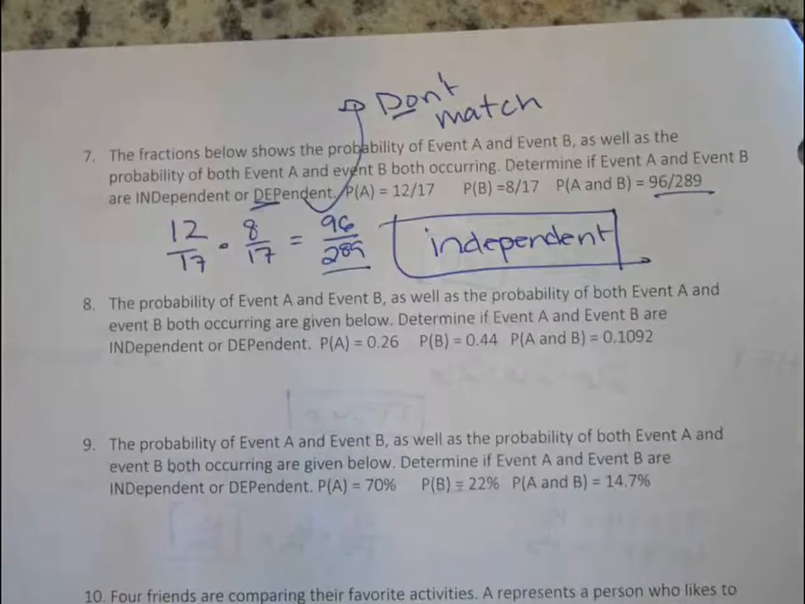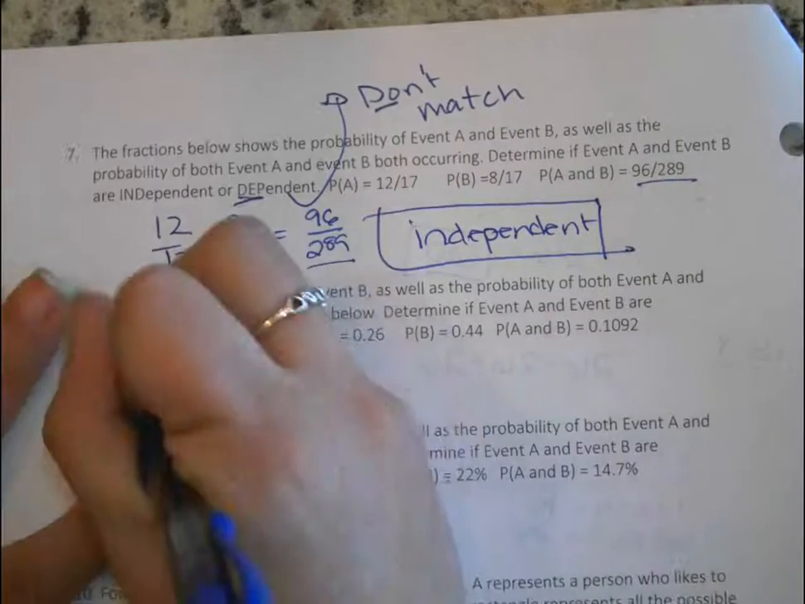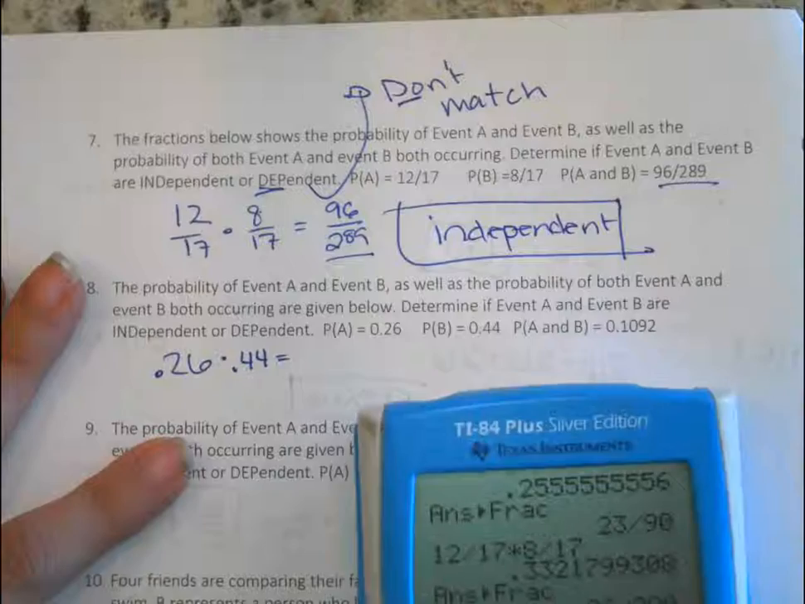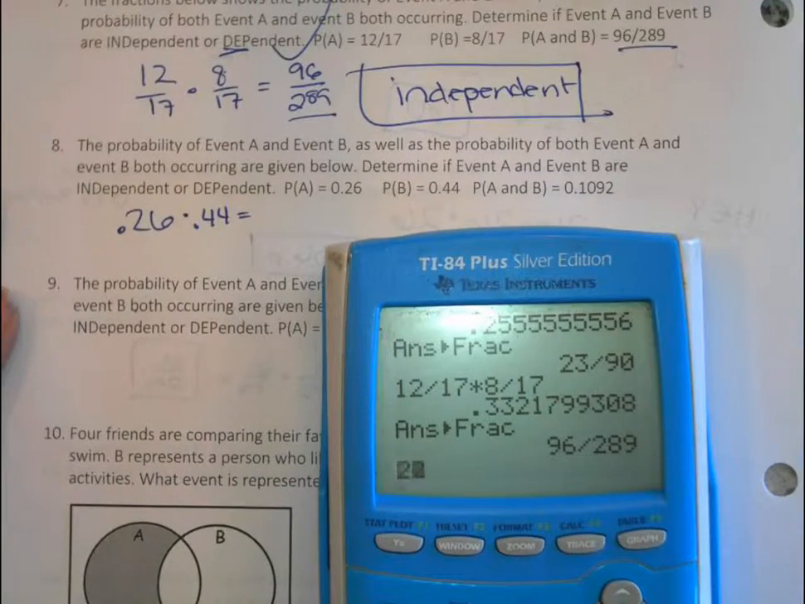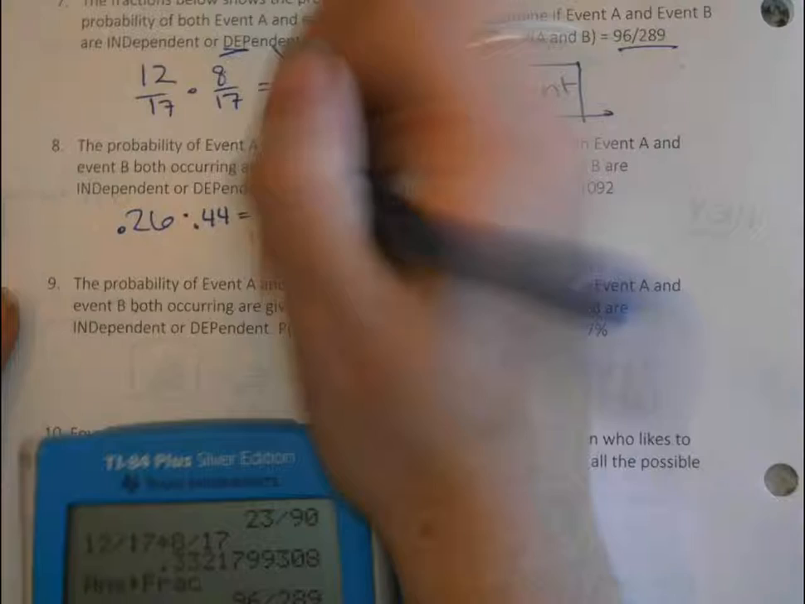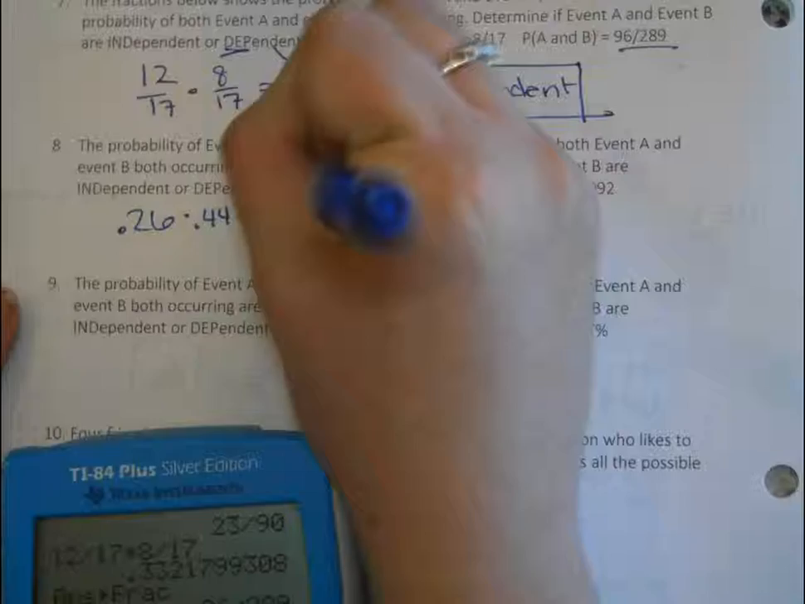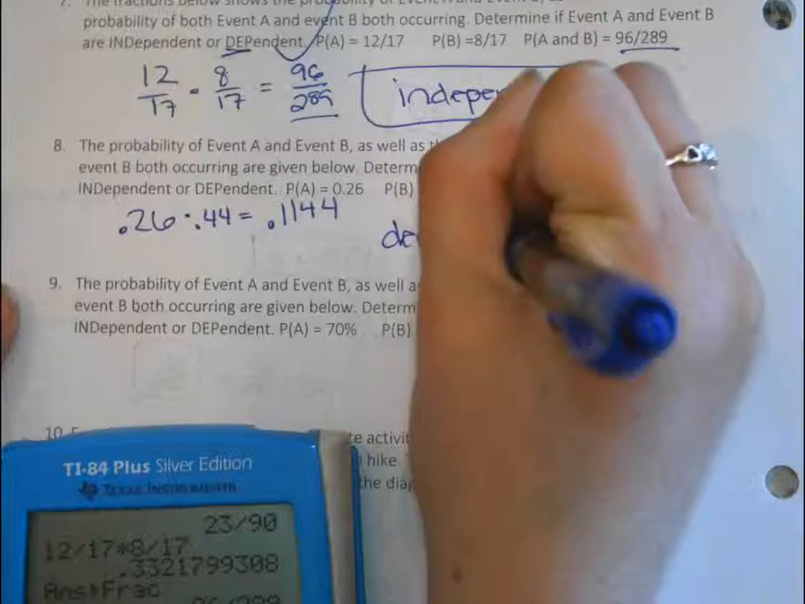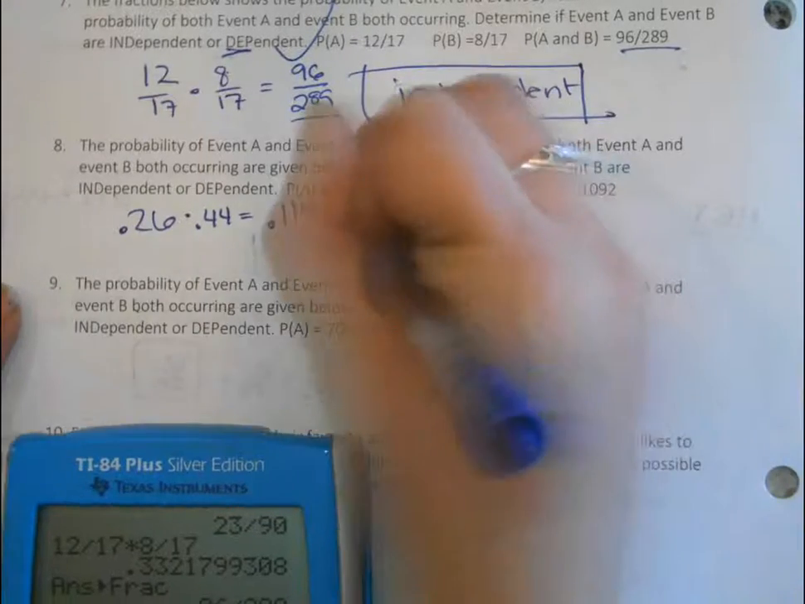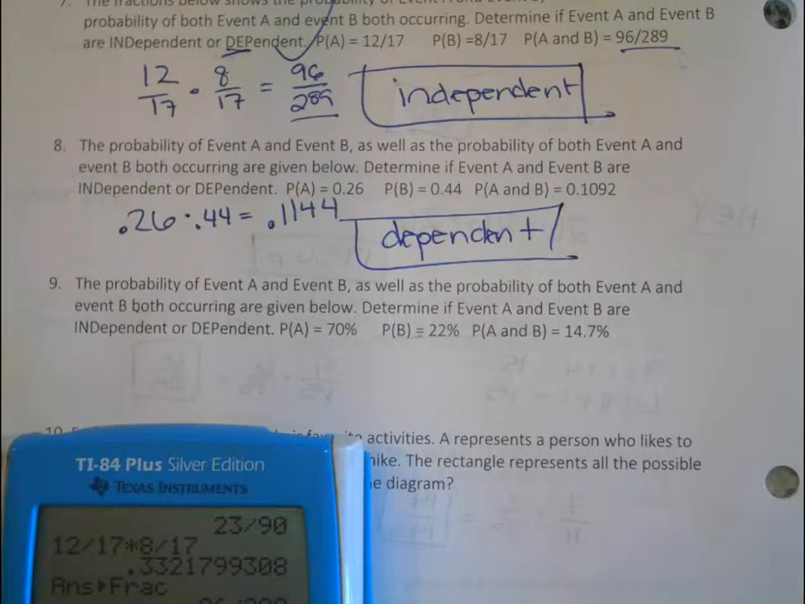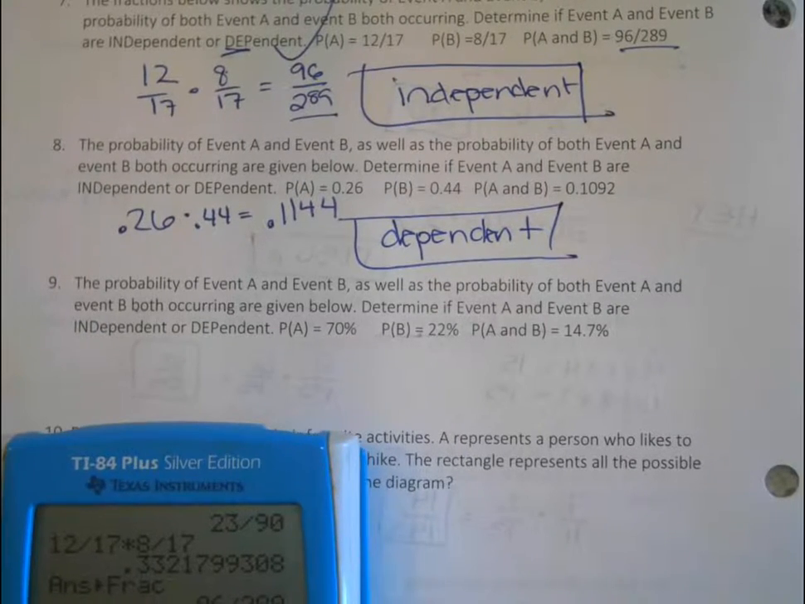Same thing for number 8, except this time I'm given decimals. So I'm going to do 0.26 times 0.44 and see if it gives me that decimal over there. 0.26 times 0.44 gives me 0.1144. These don't match, so they are dependent. And the reason why multiplying doesn't work and makes them dependent is because on dependent ones, I typically have to add or subtract to find the probability, and multiplying gives me independent. Okay.